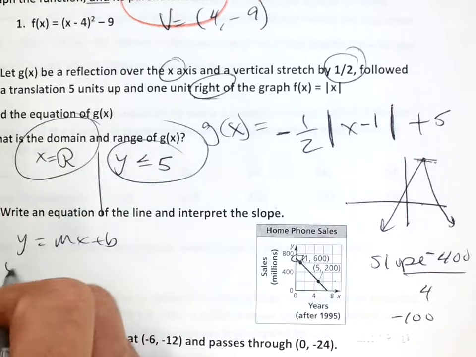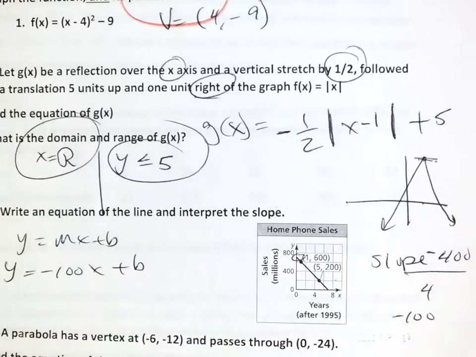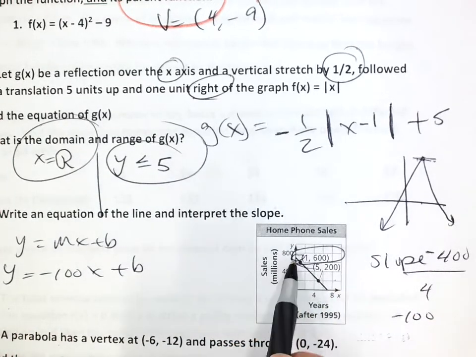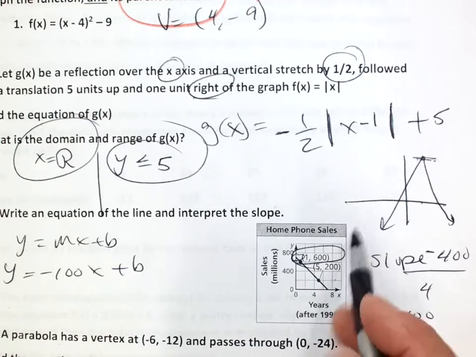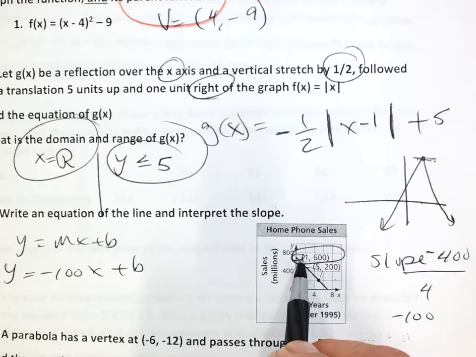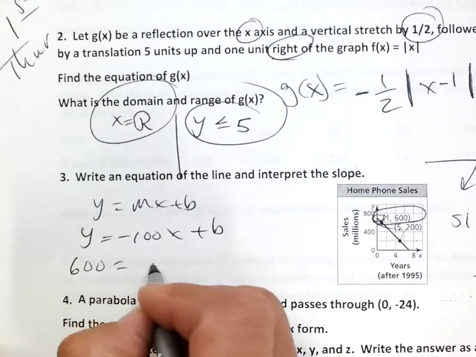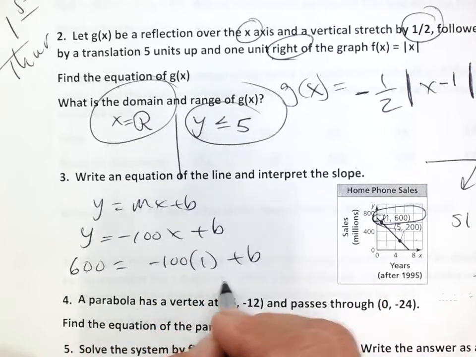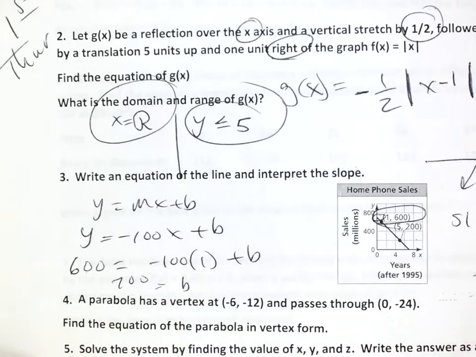So let's have y equals negative 100x plus b. Now I need the b. So I'm going to pick any point to find out what the y-intercept is. It might be 700, probably. But let's just check this point. X value, y value, right? So let's go 600 equals negative 100 times an x value of 1 plus b. And sure enough, if I add 100, b is 700. So here's my equation.